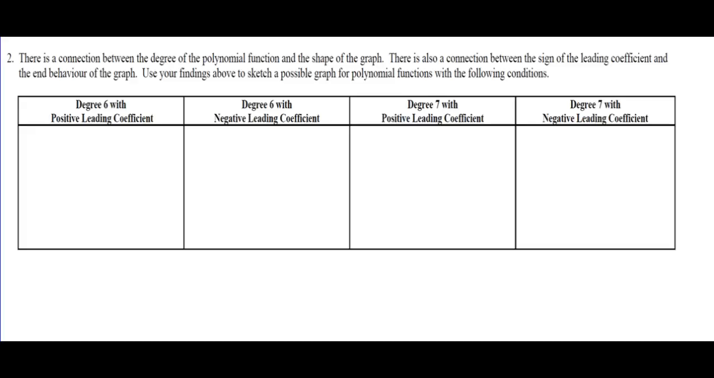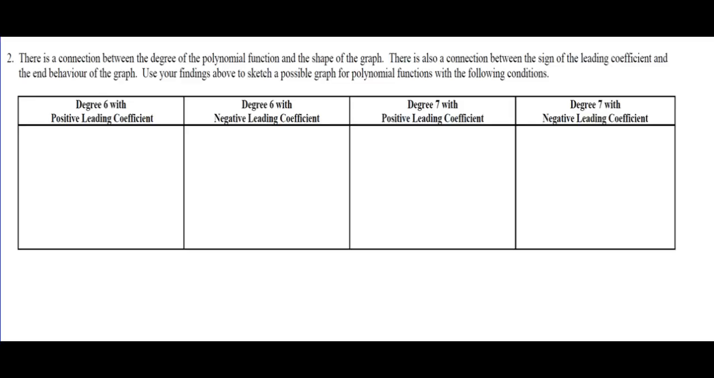All right, so the whole deal in doing this, we did degree 2, we did degree 3, we did degree 4, we did degree 5. There's a connection between the degree of the polynomial and the shape of the graph. And actually, it's the possible shape of the graph, right? There's also a connection between the sign of the leading coefficient and the end behavior of the graph. Like what happens as we go to the right?